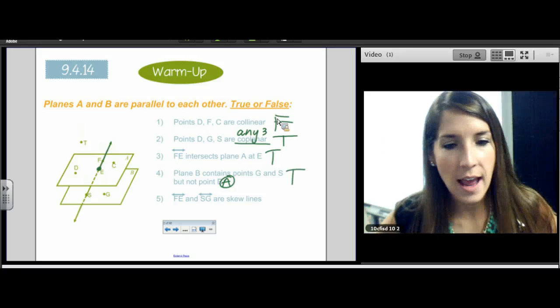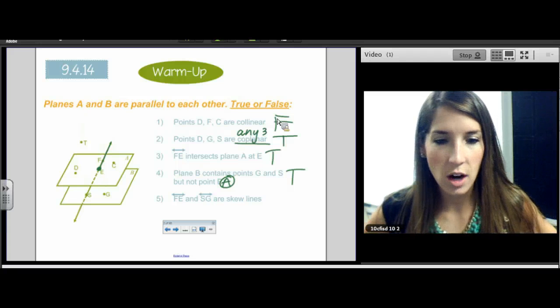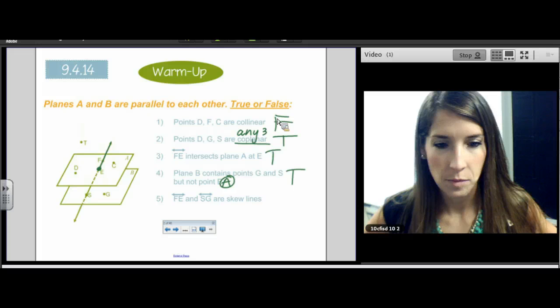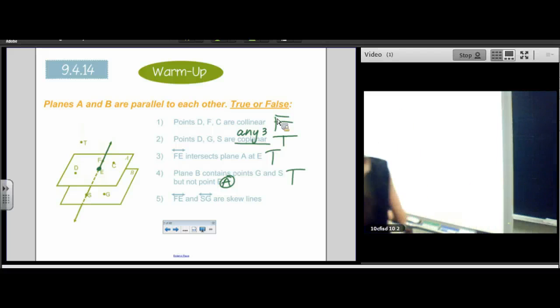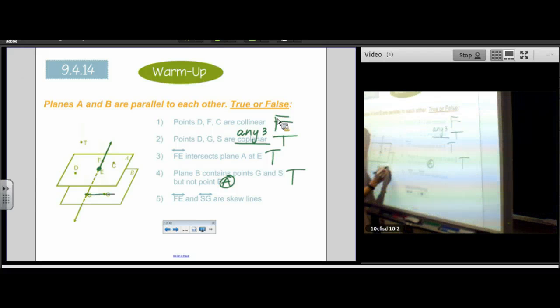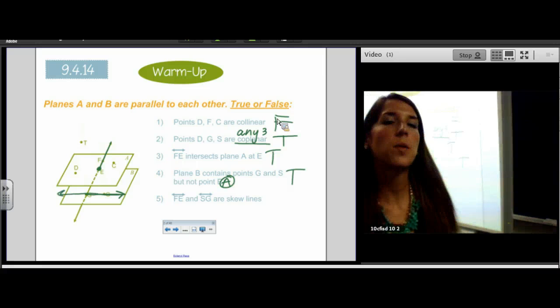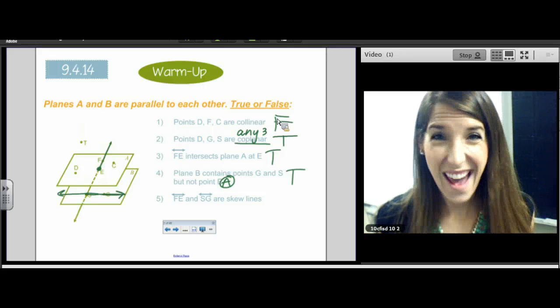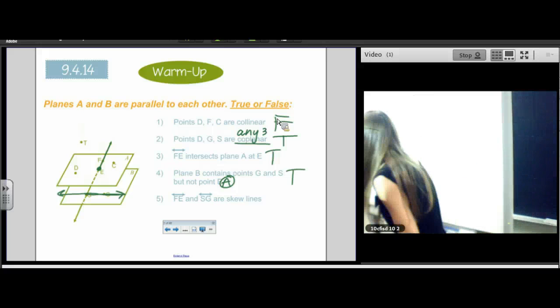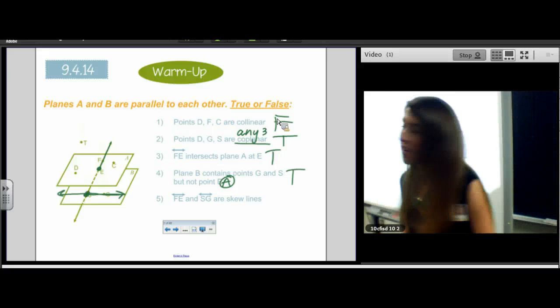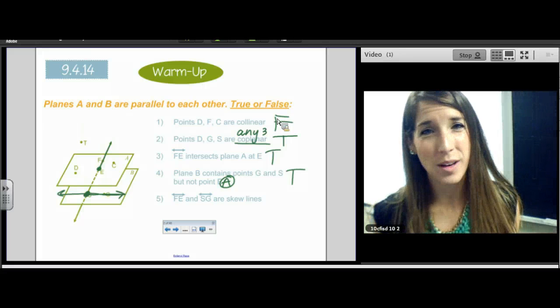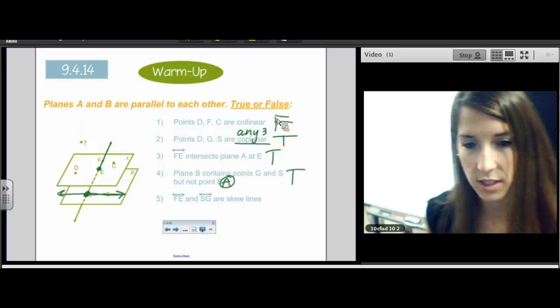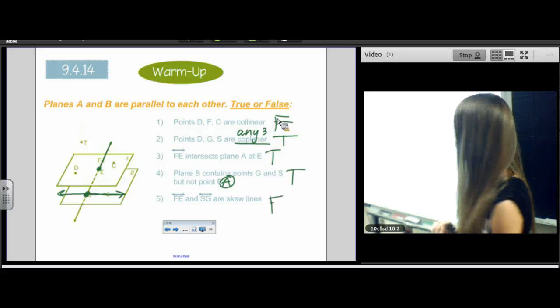Last one. Line FE and line SG are skew lines. Now line SG is not drawn, so let's draw that line. We just connect S to G. So our biggest question is, do those lines intersect? Yeah, they intersect at point S. Now, if lines intersect, they can't possibly be skew, because in the definition of skew, they're not allowed to intersect. So are these skew lines? False. They are not skew lines.